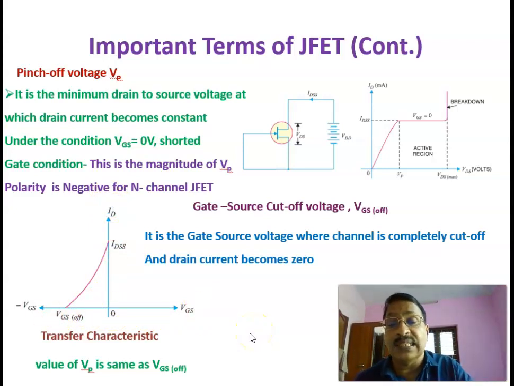ID equal to IDSS into 1 minus VGS divided by VP whole square. It is an inverse relation between ID and VGS. Therefore, the value of VGS at which ID is zero is VGS off. Now, one observation is that this VGS off is same as VP. This VP is same as VGS off. That is, the pinch off voltage is same as VGS off.